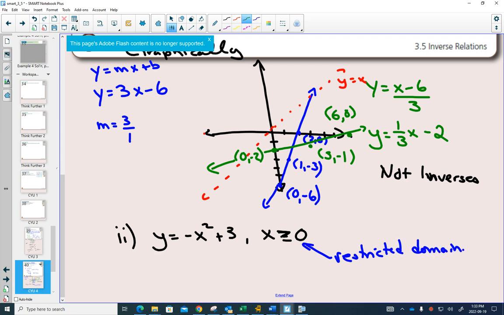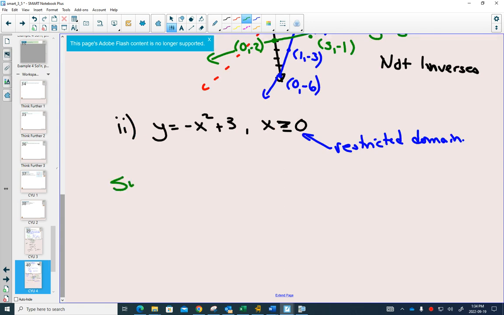So this question has a restricted domain. Normally this would be a full parabola, but because the domain is restricted, they probably only gave us half of the parabola. So what we need to find out is, does this match up? Algebraically, switch x and y. And when we switch x and y, we would get x equals negative y squared plus 3.